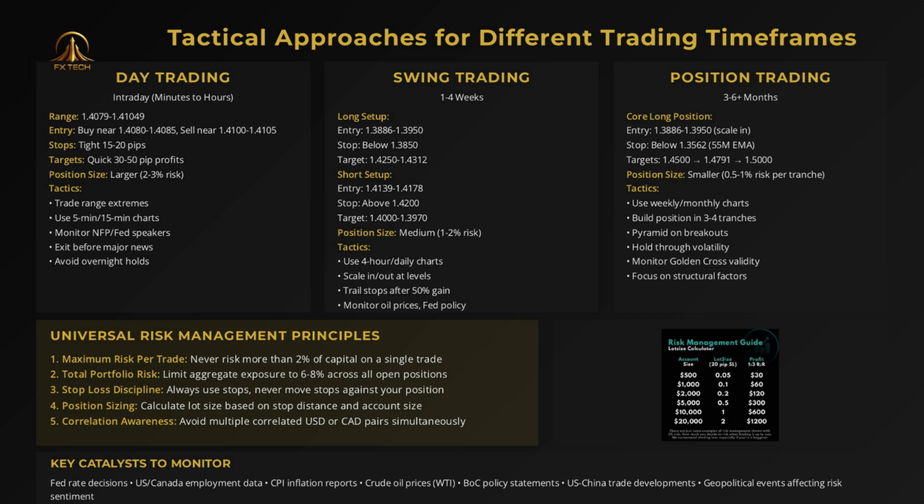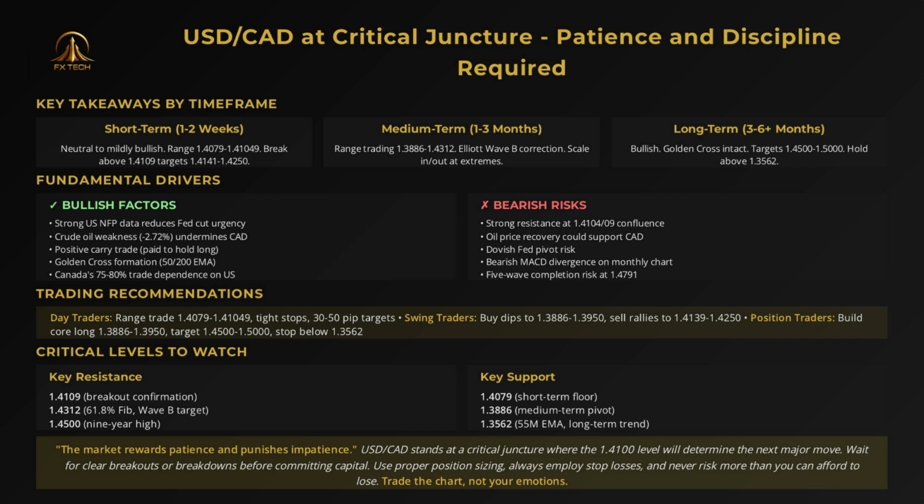your profit target. Position traders should build core long positions at 1.3886 to 1.3950 in 3 to 4 tranches with stops below 1.3562 and targets at 1.4500, 1.4791, and 1.5000. Universal risk management principles apply to all styles. Never risk more than 2% per trade. Limit total portfolio risk to 6 to 8%. Always use stop losses and avoid correlated positions.